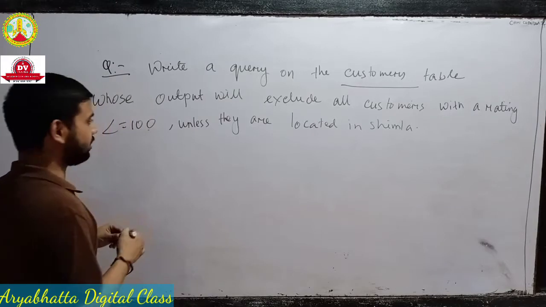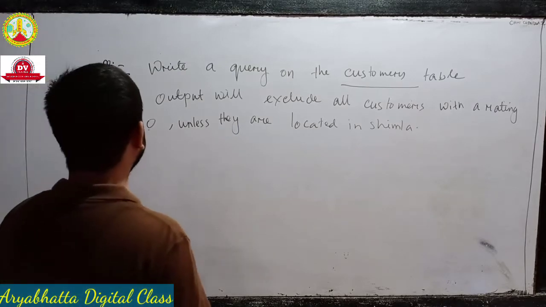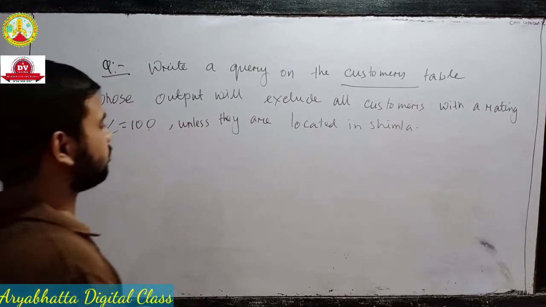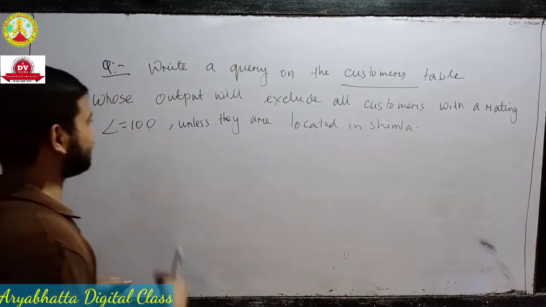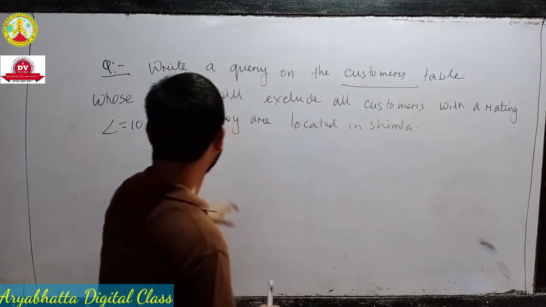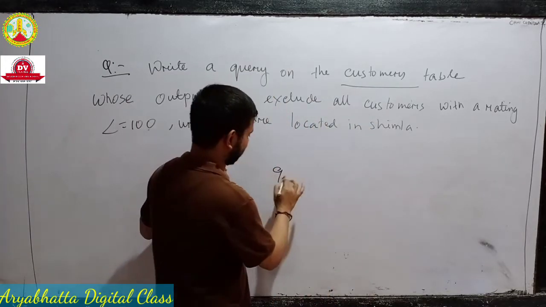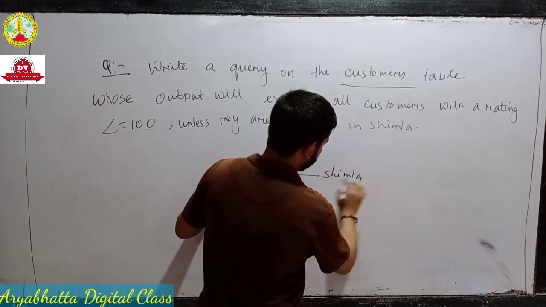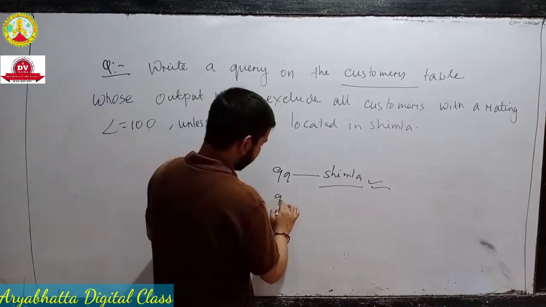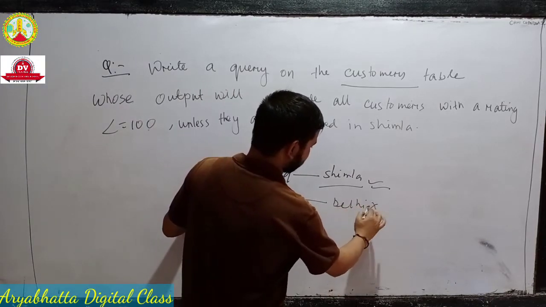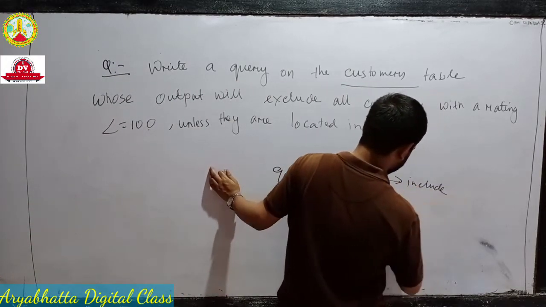Let me tell you one last time: write a query on the customers table whose output will exclude all customers with a rating less than or equal to 100, unless they are located in Shimla. Suppose there is a customer whose rating is 99 and he is living in Shimla, then he is included. But if the rating is 99 and he is located in Delhi, he is not included. This one is included and this one is excluded.